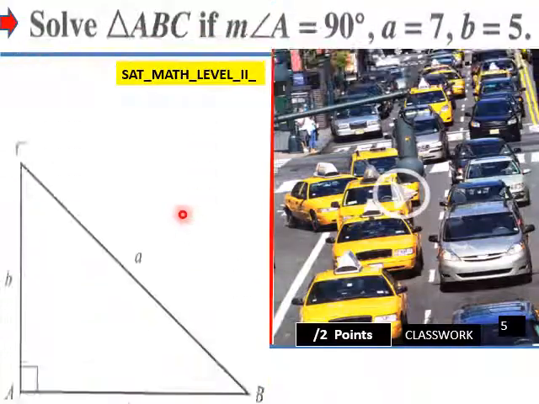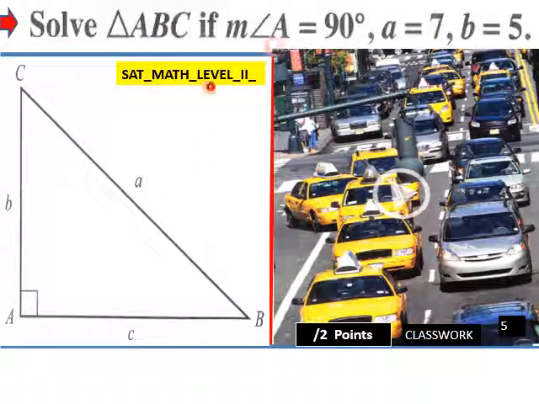So with an example, solving ABC where the measure of A equals 90, a equals 7, so we know this equals 7, and then b equals 5. So we need to find the length of c here, and the angles of B and C as well.